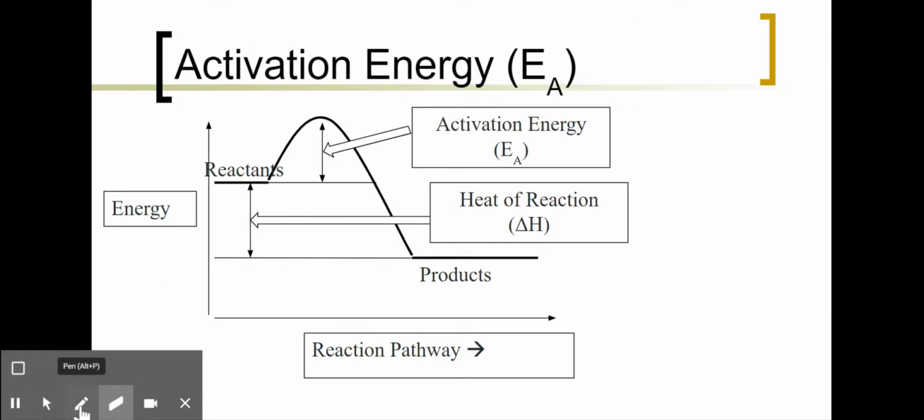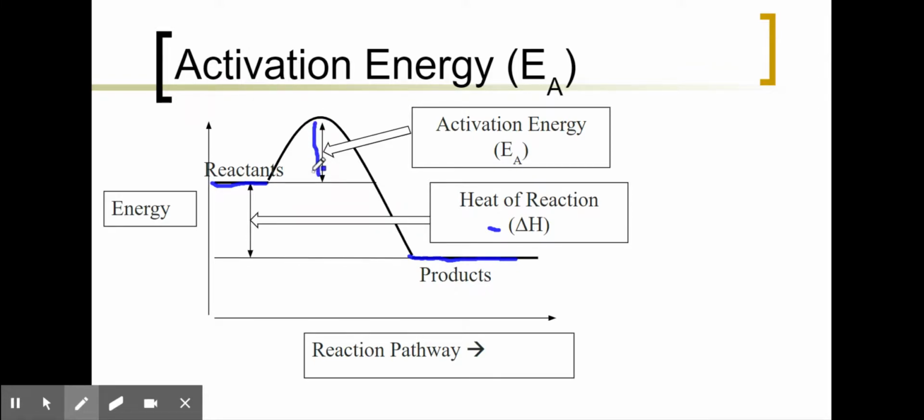Okay. So for activation energy, it's shown here on an energy diagram. Now, you guys have seen these before where we have reactants going to products, and this would be exothermic because it's going downhill. So the delta H on this thing would be negative. The activation energy is shown here, and that's the energy you've got to overcome to get that to happen.